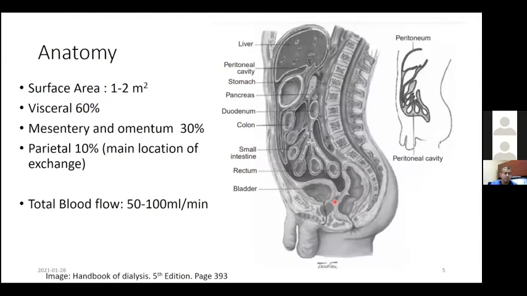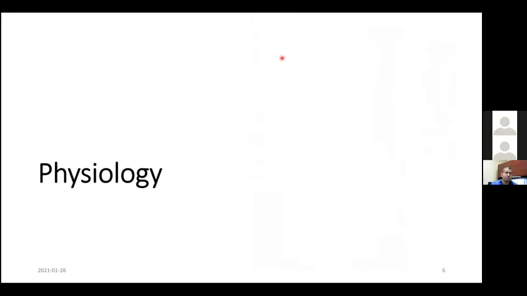Okay, now as you can see, the visceral is major, thus minor is parietal, but it's actually the parietal peritoneum which contributes more to clearance as compared to the visceral peritoneum. Now, the blood flow is 50 to 100 ml per minute of the total peritoneum. It's not much, but it's sufficient enough if you're able to do a PD continuously, you can get a good amount of clearance. And that's the main understanding here. Coming to the physiology of peritoneal dialysis. So what happens is you got a fluid here, which goes in the belly.